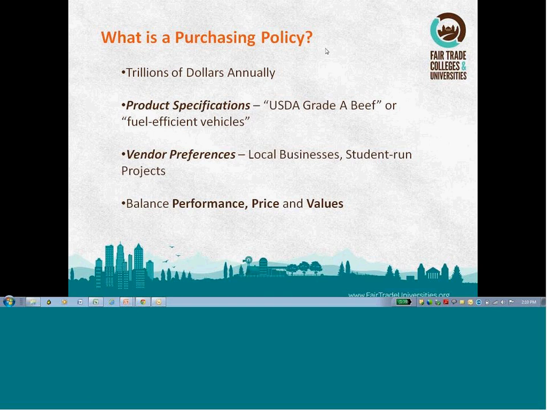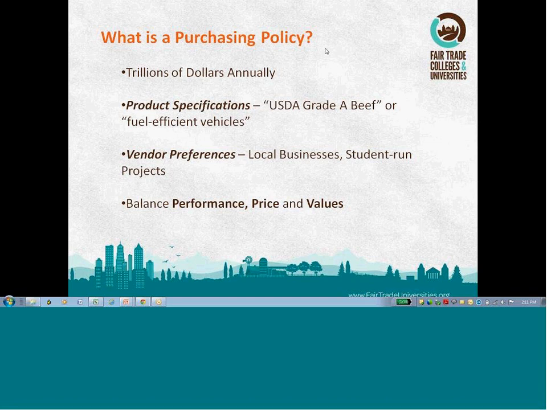So policies really allow the institution to balance the performance of the goods or services, their price to get the right value for the students who ultimately end up paying the bill, and the values. What kind of community building or social justice or public service values the institution really wants to support.